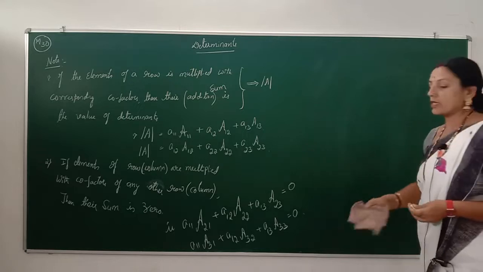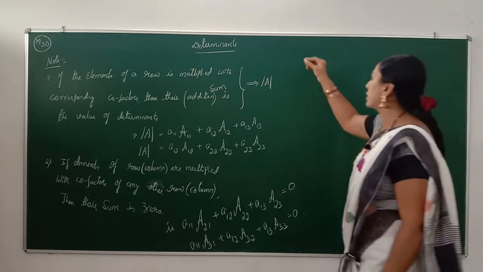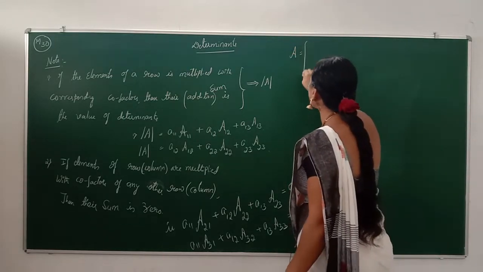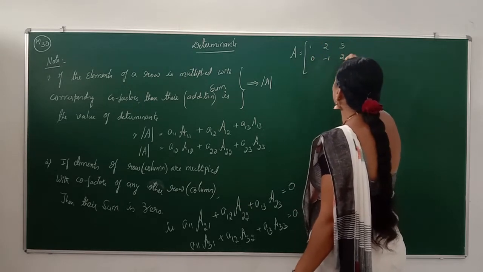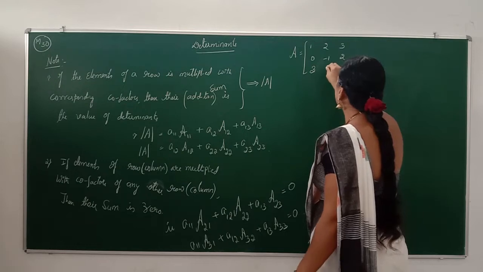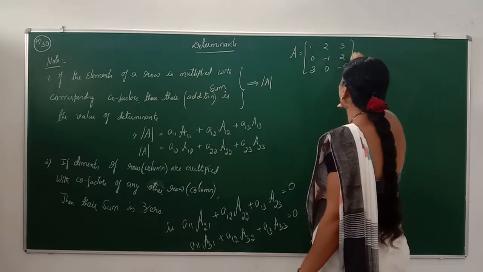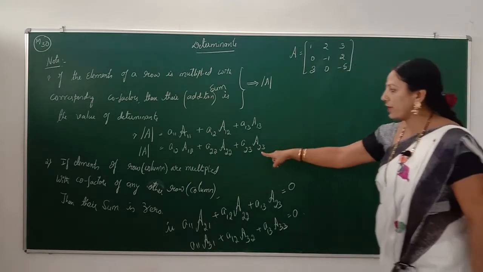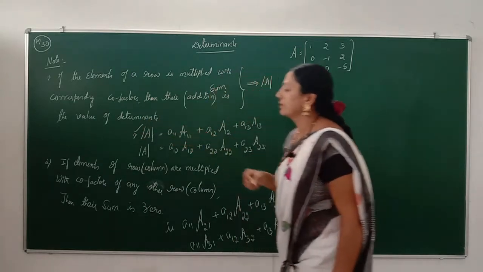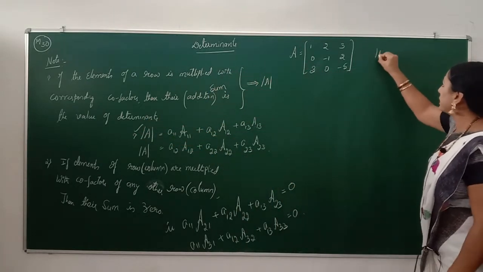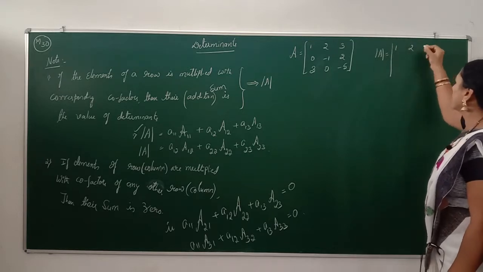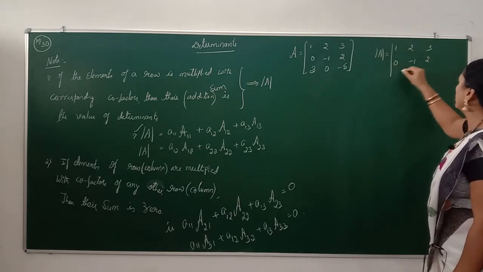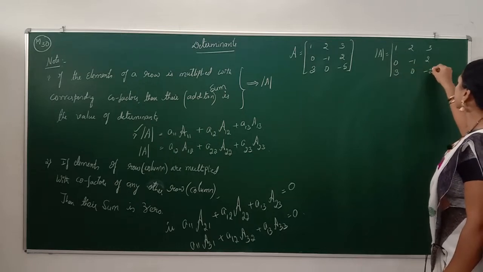Now first we will consider a matrix of order 3 cross 3. A is 1, 2, 3; 0, minus 1, 2; 3, 0, minus 5. First we will verify the first condition. So, to find the determinant of A, the determinant is 1, 2, 3; 0, minus 1, 2; 3, 0, minus 5.